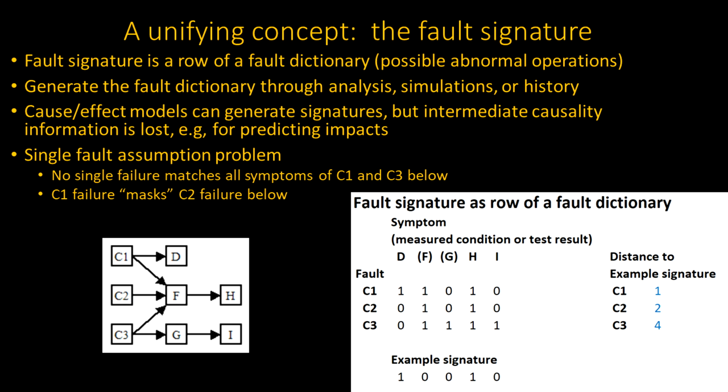A related problem is one of masking. In this example, suppose C1 occurs. Well, as a result, D, F, and H are all true. That is, they're going to be the predicted problems. But that says that you can't even tell if C2 has failed or not. It's masked because C1 totally obscures it. You could imagine going back to a car example. If you're doing some troubleshooting and the car won't start, you can't necessarily tell a lot of things because, say, the generator is not even running and so on.